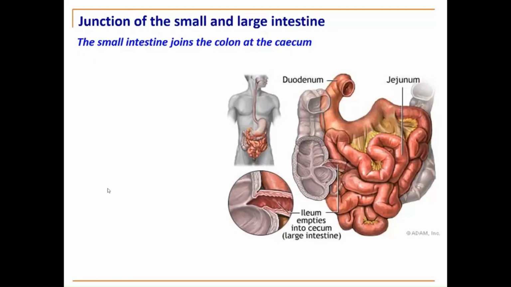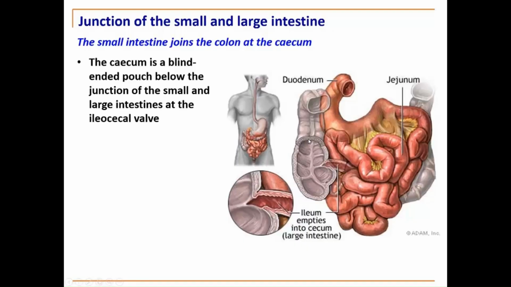So we're now going to take a little look at the large intestine, and in particular the junction between the small and the large intestine. So the small intestine joins the colon at the cecum. So you can see that into this little portion here. You can see the duodenum, eventually forming the jejunum, and then into the ileum. And then the ileum empties into the cecum, which is the large intestine.